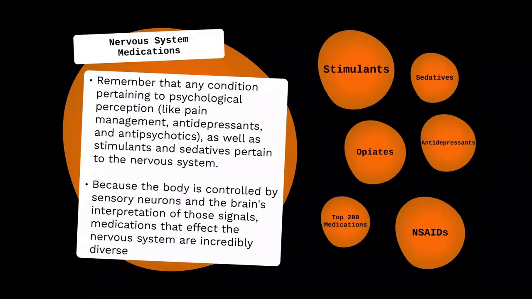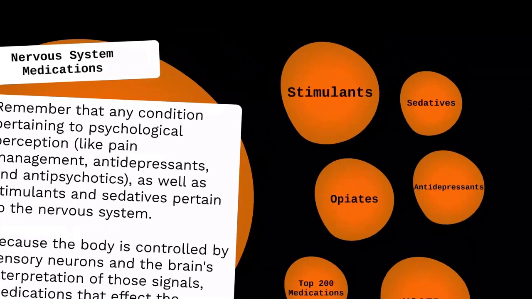Remember that any condition pertaining to psychological perception, like pain management, antidepressants, and antipsychotics, as well as stimulants and sedatives, pertain to the nervous system. So even things involving sleep pertain to the nervous system. Because the body is controlled by sensory neurons and the brain's interpretation of those signals, medications that affect the nervous system are incredibly diverse. We're going to talk about some of those now, including stimulants, sedatives, antidepressants, opiates, and NSAIDs.